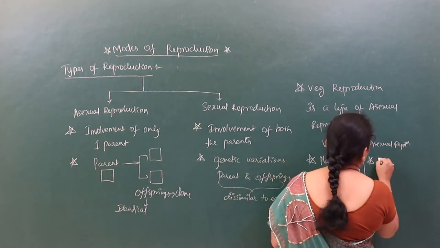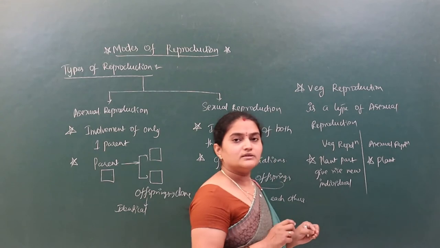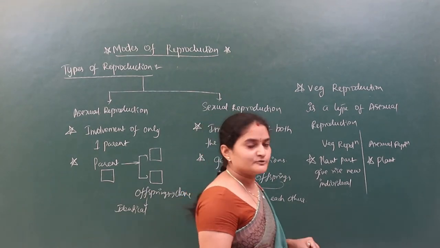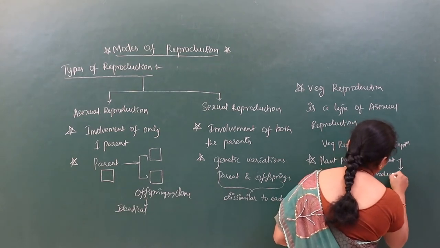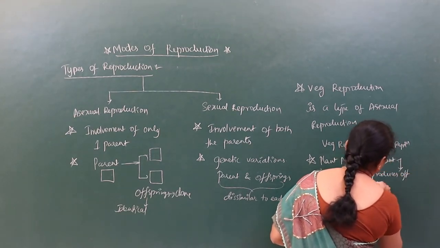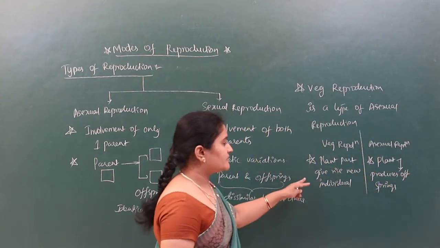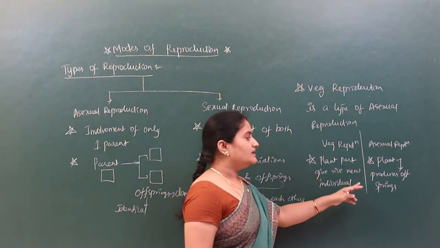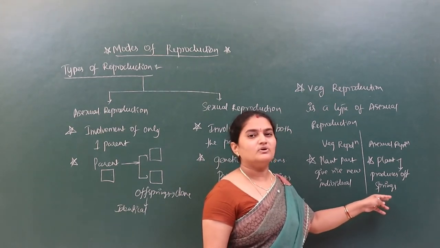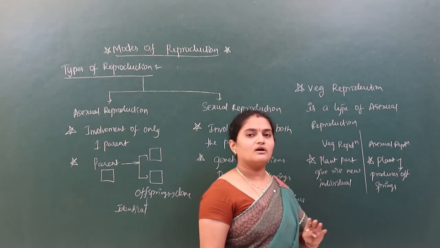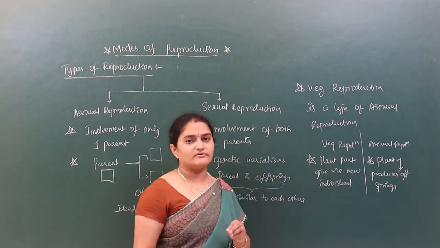So here the plant produces the offsprings. Okay, so this is from the plant part. Here the entire plant will undergo a reproduction procedure. If you consider a multicellular organism, that will be different. If you consider a unicellular organism, that will be different.